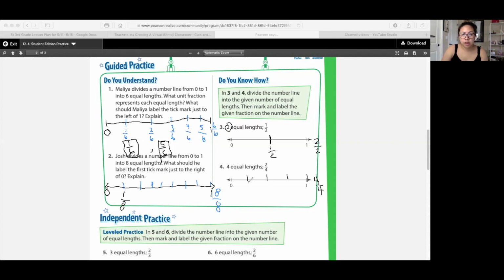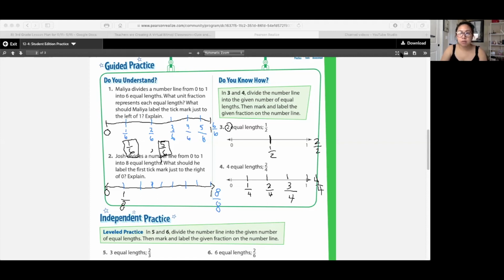So we already know that this is going to be 1/4. This will be 2/4. This would be 3/4. And then 4/4 we already did. So the 2/4 was all you need. So that's where you put that.